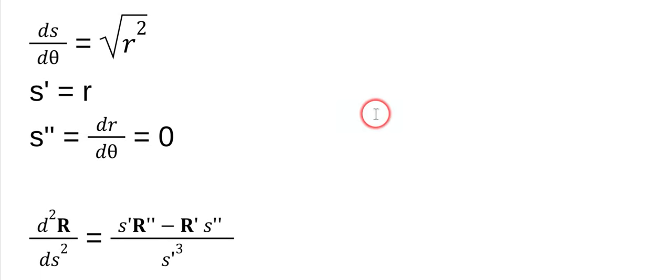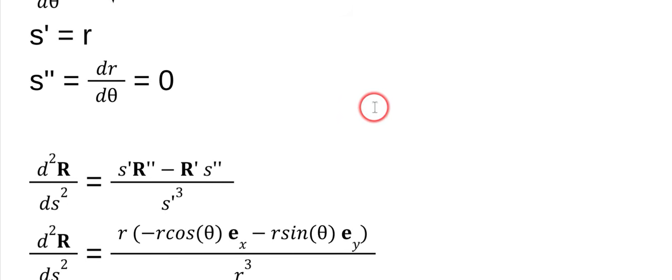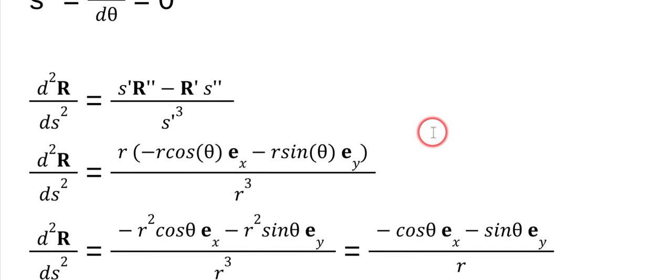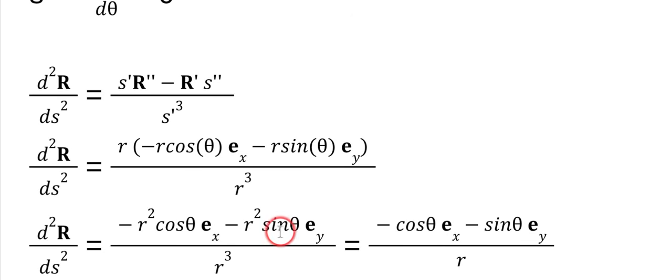Okay? So here's our generalized equation. And we put in the stuff we just found. So here's s prime. R double prime is this. S double prime here is 0, so that wipes that out. That's lucky. And here is s prime cubed. It's just r cubed, okay? So we distribute the r. We get this. Once we do, the r cubed takes that out, leaves one r in the denominator. We're left with this expression.